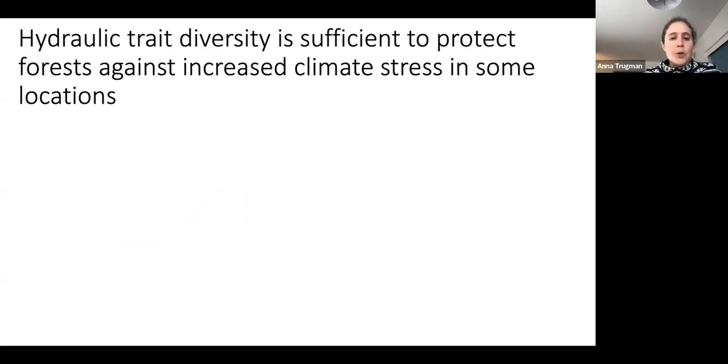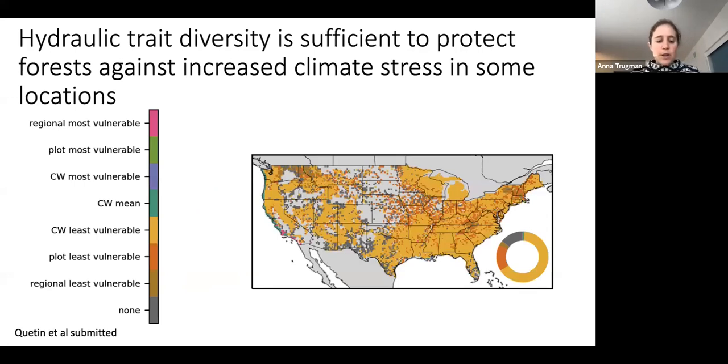And so then we wanted to do an exercise looking at if hydraulic diversity is sufficient to protect forest against increases in climate stress. And so what we did was we tried to preserve historical levels of stress and looked to see if any of the trait reservoir in terms of the hydraulic traits within a particular grid cell were sufficient to keep historical levels relative to what we found in the community weighted mean during the historical period. And this figure is a little complicated, so I'm going to walk you through piece by piece.